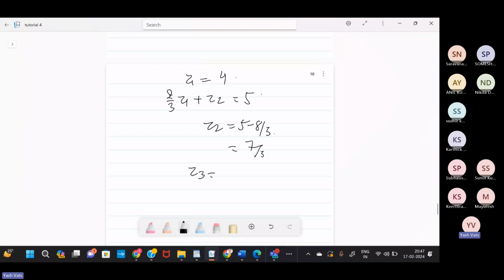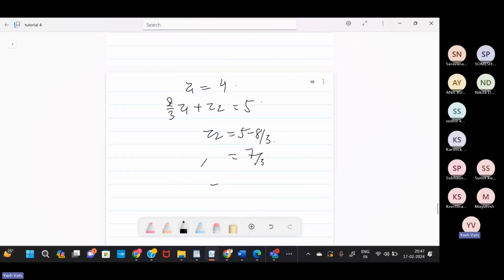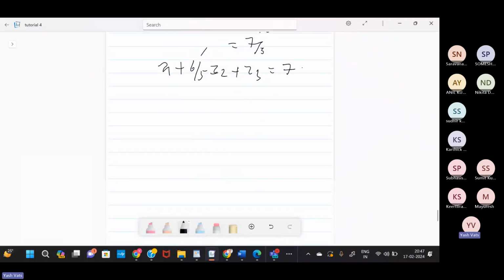So what is Z3? Try to find it out. Z3 is Z1 plus 6 by 5. Now you can find Z3 from here. Once you have Z1, Z2, Z3, you can use UX equal to Z1, Z2, Z3 and find X. Is it easy? Using back substitution.